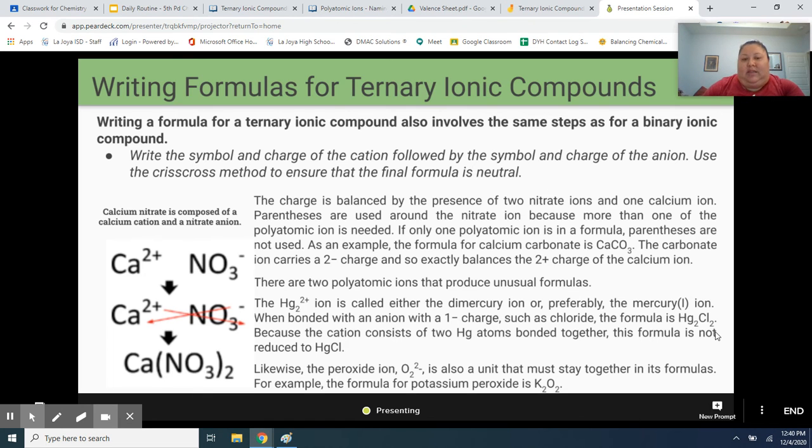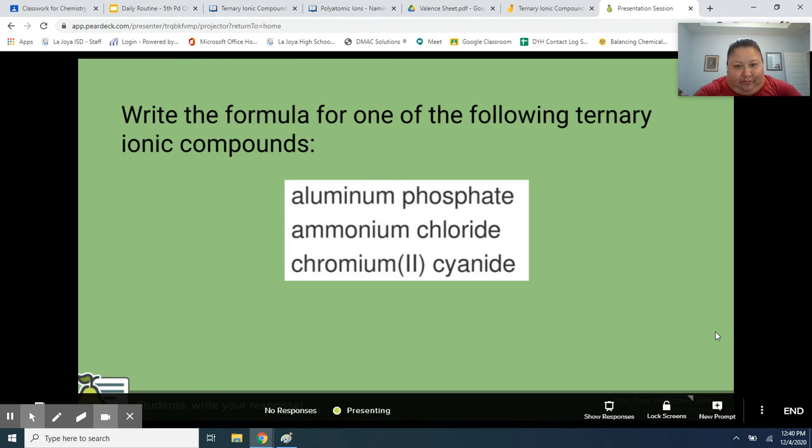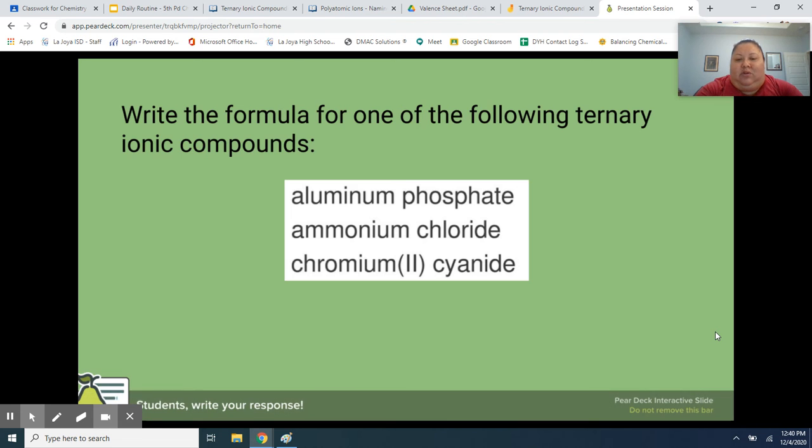All right. Now some practice. We're only going to do the first one and the second one and the last one, because the middle one is exactly like the first one. So we're going to do the first and the last one, and then we're going to move on, because I want to make sure that we do all the practice problems. Aluminum phosphate and chromium cyanide.